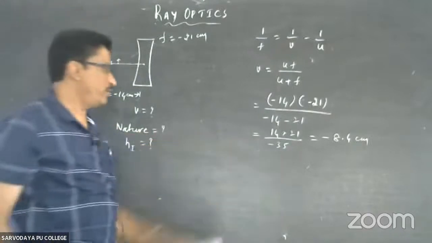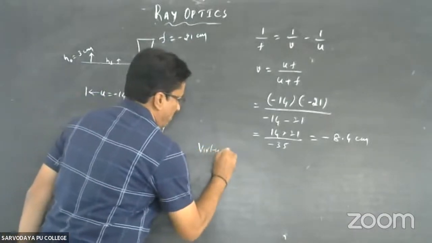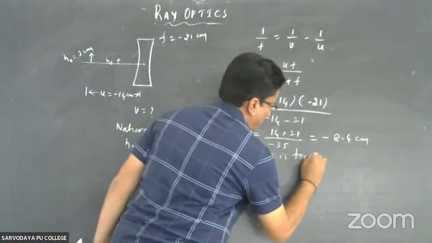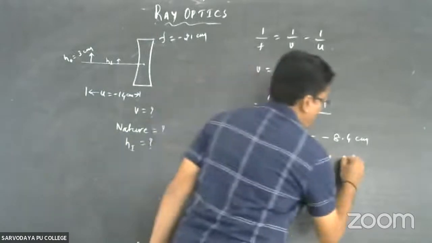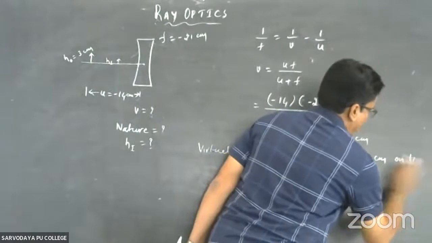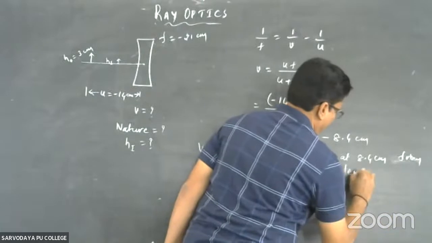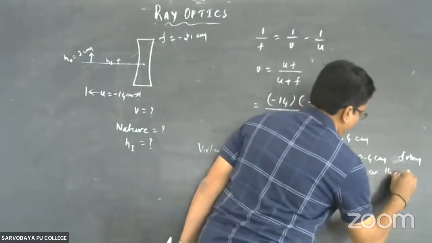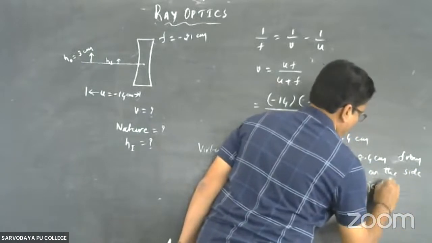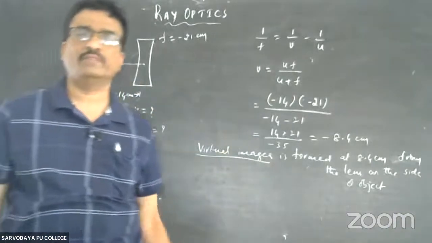Already v is minus 8.4. Therefore, virtual image is formed at 8.4 centimeter from the lens on the side of the object. Just write virtual image, it is sufficient, but I'm giving the complete idea.